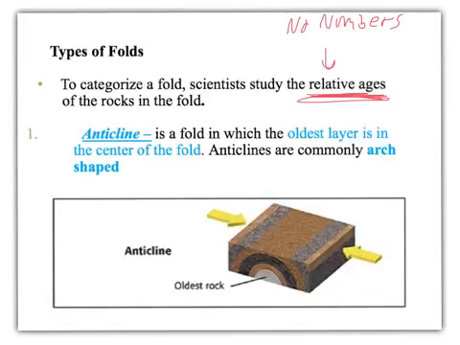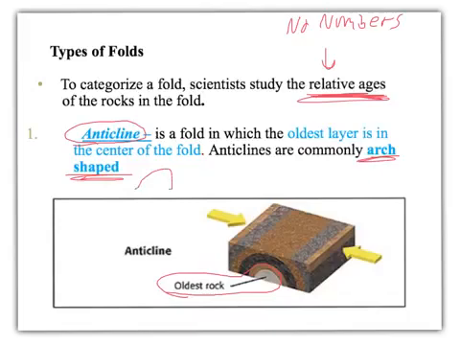So the first of these is called an anticline. And at an anticline, the oldest rock is right in the center of the fold. It's in the middle. They look like arches. They're shaped almost like little N's. And the old rock is in the middle, and the new rock was on top of it. So the oldest layer is in the center of the fold. And again, arch-shaped is the big thing.